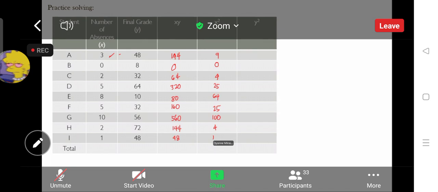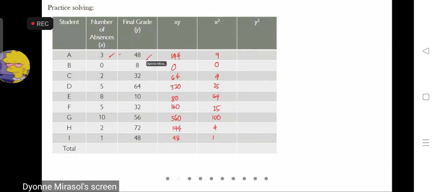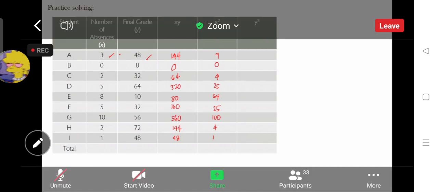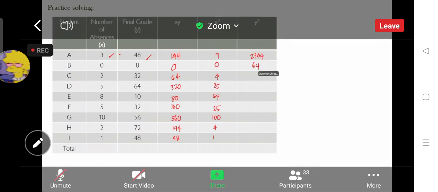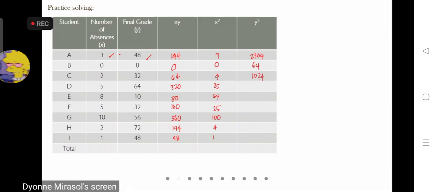And then, dinhin na punta sa y squared. So, 48 squared, 2,304, miss. 8 squared is again 64. 32 squared, 1024, miss. 64 squared, 4,096, miss. Okay.